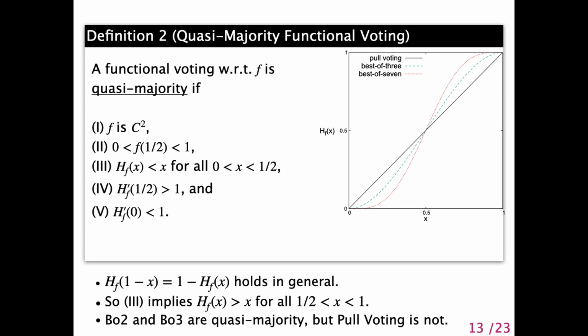We note that the function h_f has a point symmetry at the point (1/2, 1/2), as shown in the figure. So the third condition implies that h_f(x) is larger than x for all x between 1/2 and 1. Best of 2 and best of 3 are quasi-majority, but pull voting is not.